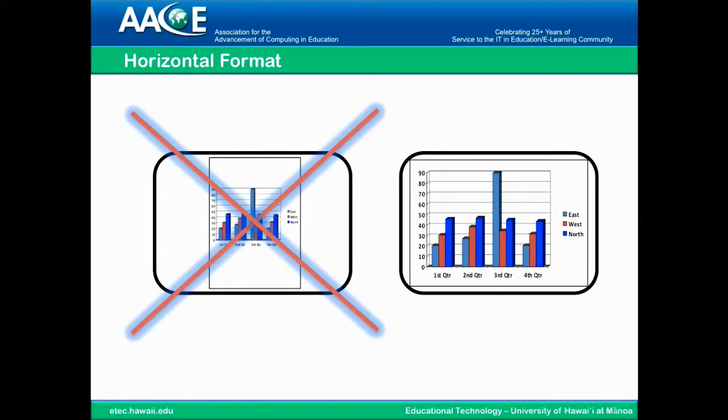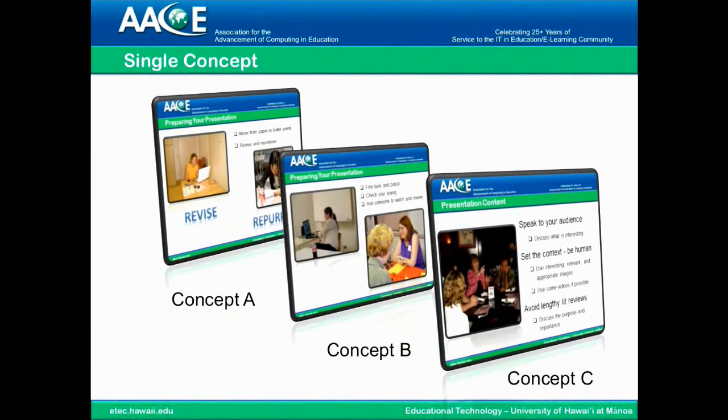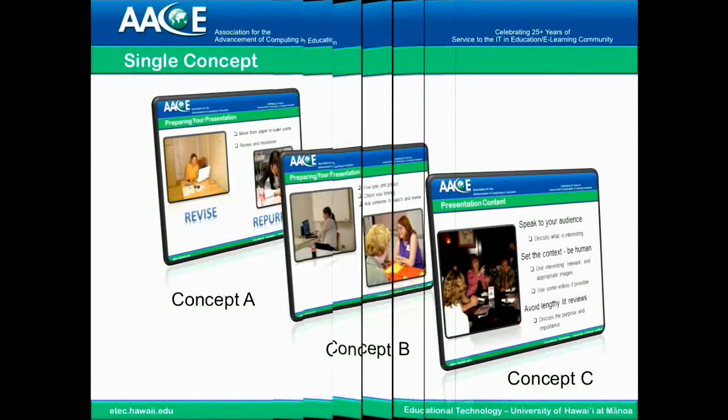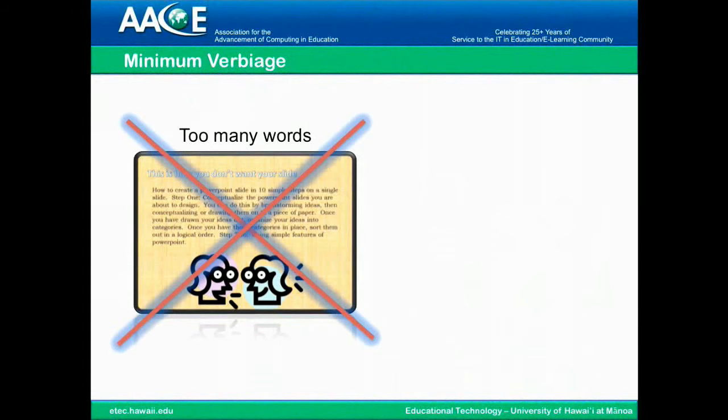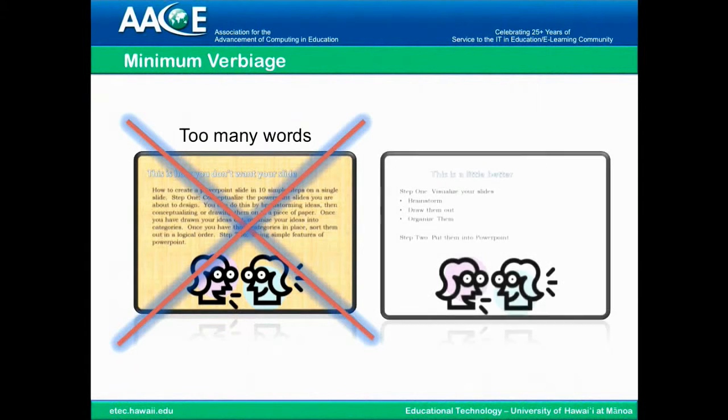It's also important to have a separate or single concept on each slide. That way, the audience isn't distracted when you're still on the first topic. You also want to have minimum verbiage. Having too many words is distracting. So don't take large paragraphs from your paper and put them straight into your presentation. Instead, you want to create bullet points and really focus on the key concepts.